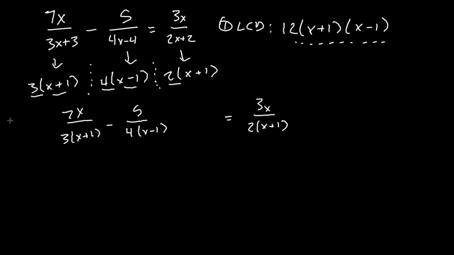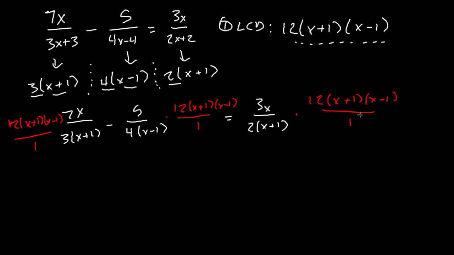So let's multiply this by 12 times x plus 1 times x minus 1 over 1. And let's multiply this as well by 12 x plus 1 x minus 1 over 1, and also over here. What we do to one side we have to do to the other, all over 1. Now let's look and see what can cancel.